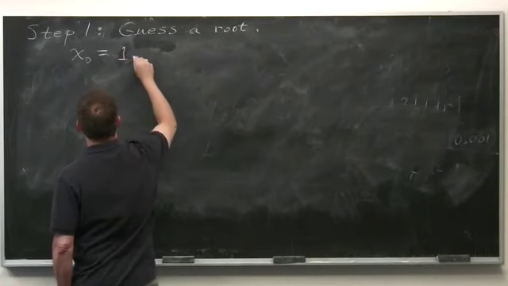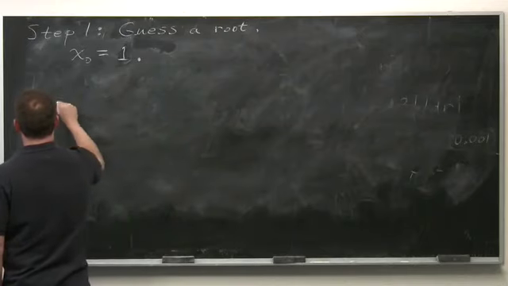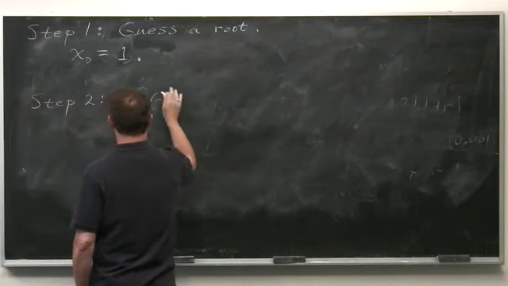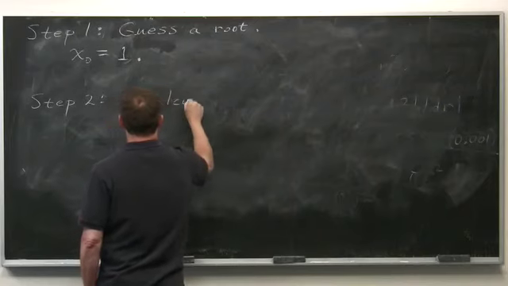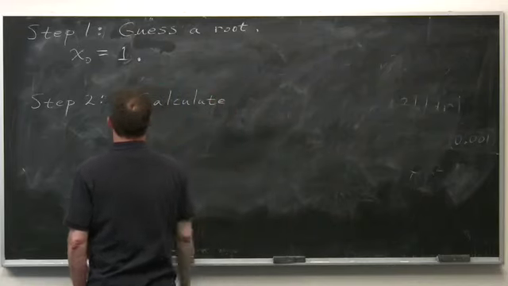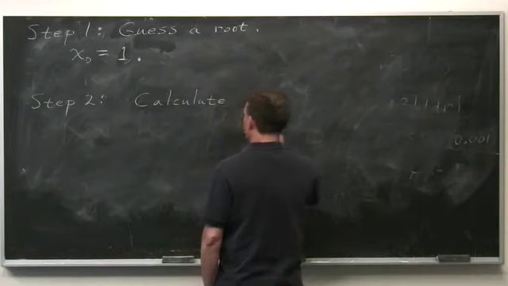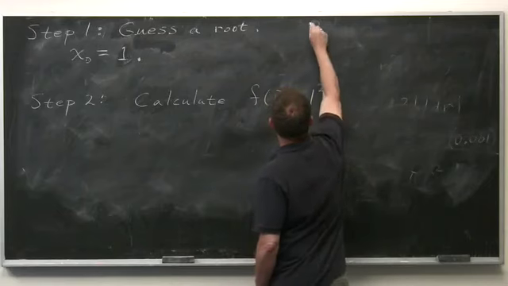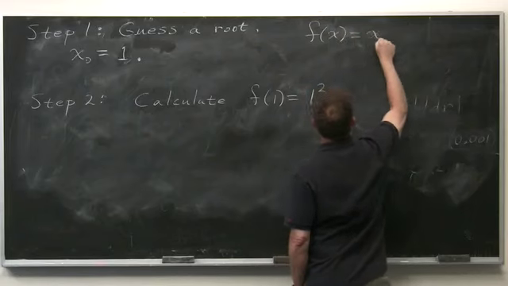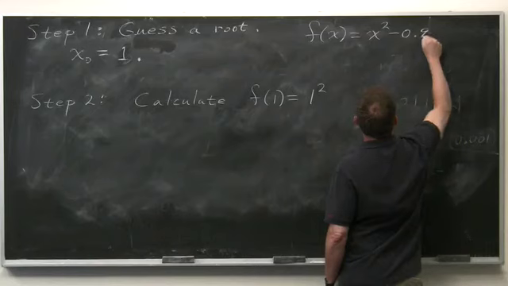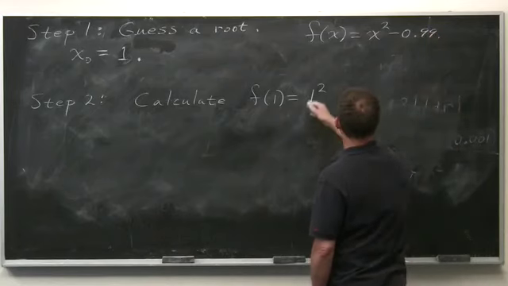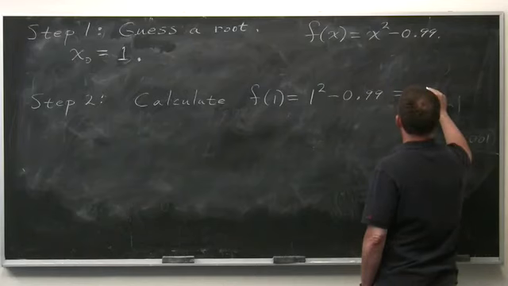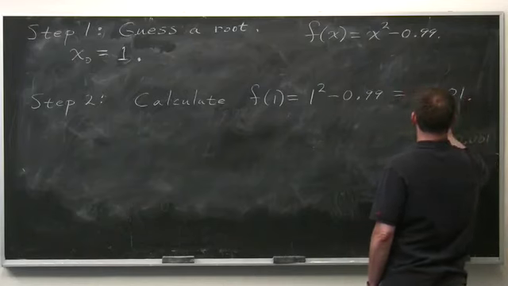And then what should you do? Well, really, you should go to step 2. You should look at f of x naught. So calculate f of x naught. If that's really a root, then you're finished. Nice guess. You might as well stop. f of 1 for us is 1 squared, right? Our function f of x is x squared minus 0.99. So f at 1 is 1 squared minus 0.99. So that is 0.01. Well, it's not 0.